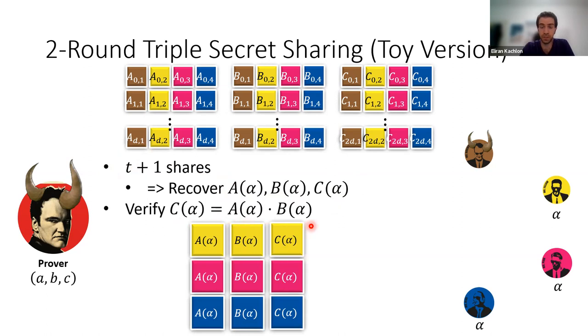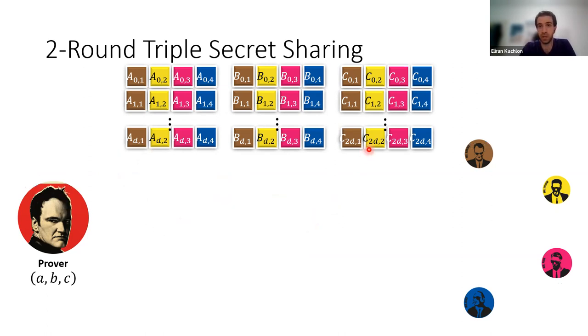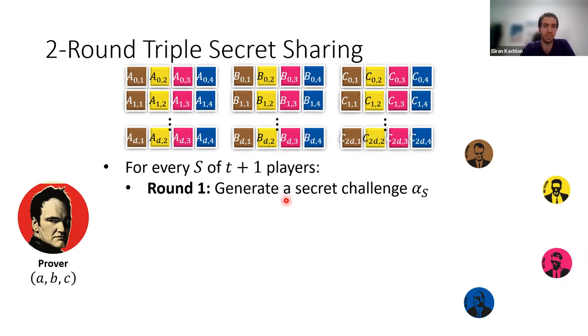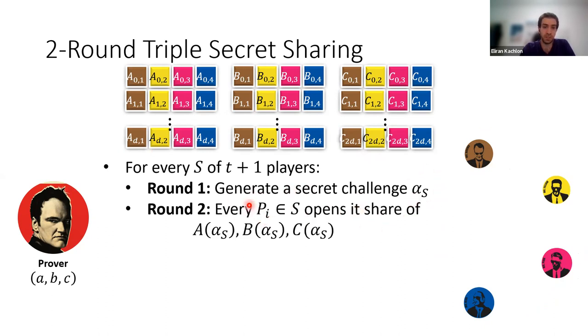Okay, so this toy version is secure, but of course, we don't know the identity of the corrupt parties. So what we do is to consider every set S of T plus one parties. For every such set, in the first round, we generate a secret challenge alpha S. And in the second round, we require the parties to open the shares of A of alpha S, B of alpha S, and C of alpha S, just like we did in the toy version. Now, of course, most of the sets contain corrupt parties, so they can sabotage each of these rounds. But we are guaranteed that at least one set contains only honest parties, for which these two rounds will be executed just like in the toy version. And therefore, we have soundness. Okay, so this is the main idea behind the triple secret sharing.